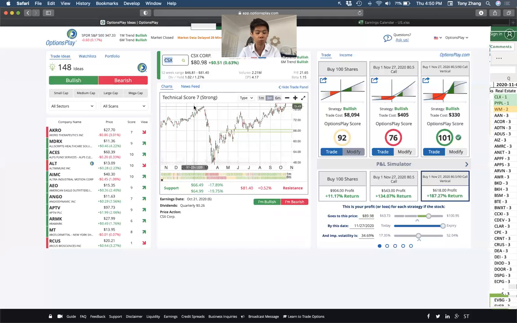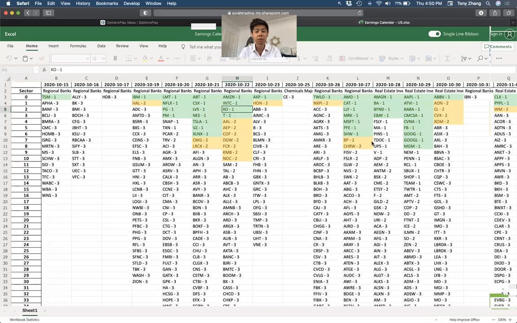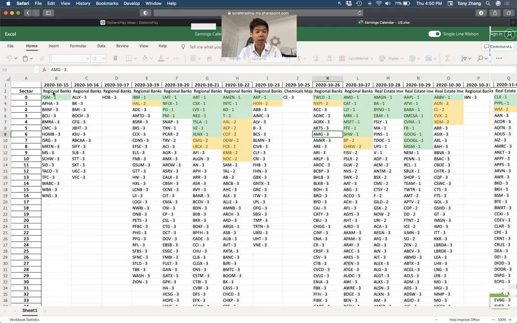On the OptionsPlay tool, you can access the earnings calendar by clicking on this button here at the bottom of your screen. No matter where you are in OptionsPlay, at the bottom of your screen, you have a link called earnings. When you click on that earnings link, it's going to take you to our earnings calendar. Again, our earnings calendar is fairly straightforward. It's really easy to read. It's by dates across the board.